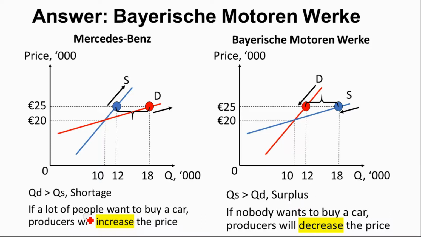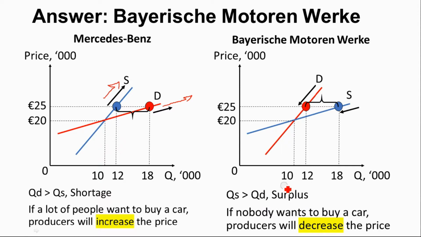If a lot of people want to buy a car, producers will increase the price. For example, you are a producer. If more customers are willing to buy your product, what will you do? You have just a limited number of cars, 12, and people want 18. You can increase your price and make it higher. And here we can see that if the price increases, the quantity demanded will also fall.